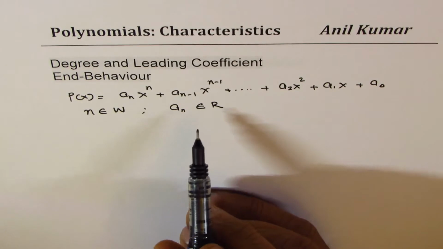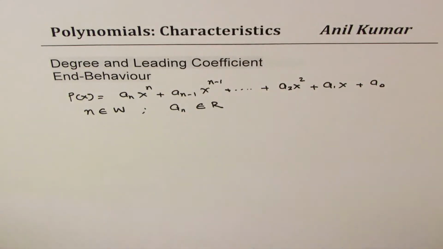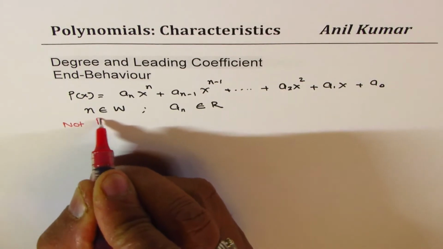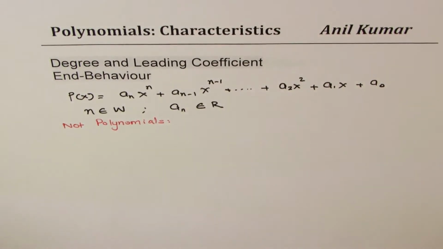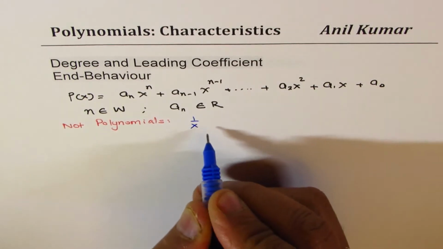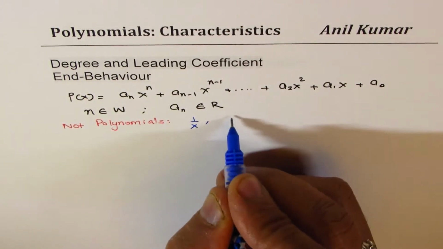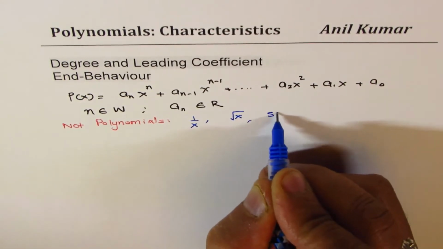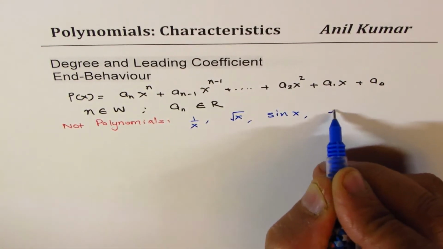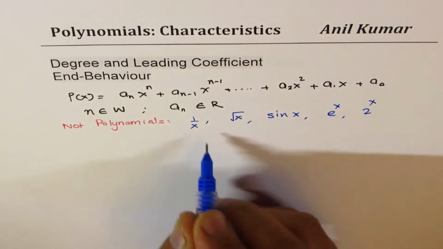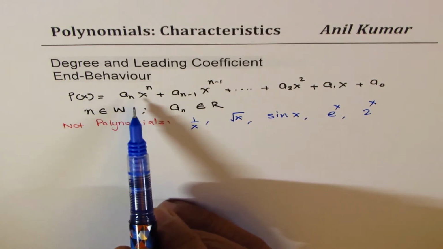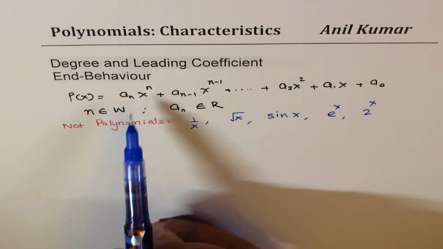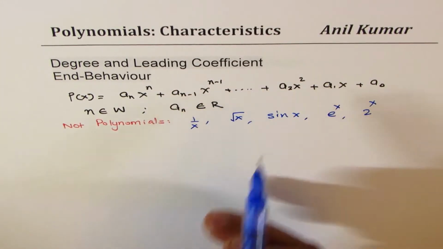So what I'm trying to say here, that if n is negative, let me write down here what are not polynomials to begin with. Not polynomials will be if I write 1 over x, since here x is to the power of minus 1, or square root of x or something like sine x or e to the power of x or say 2 to the power of x. These are not polynomials, correct? So you get a point.